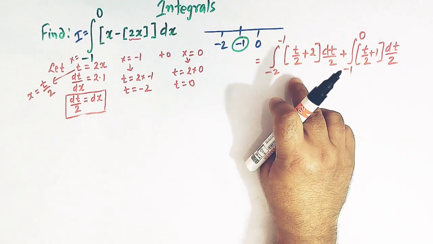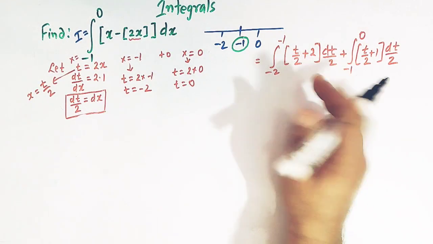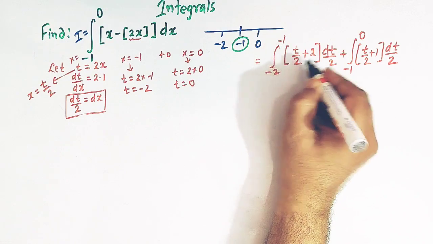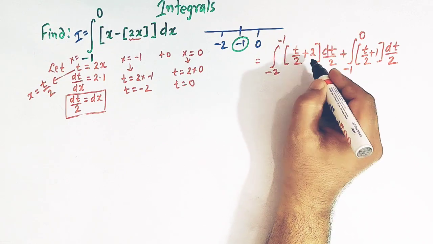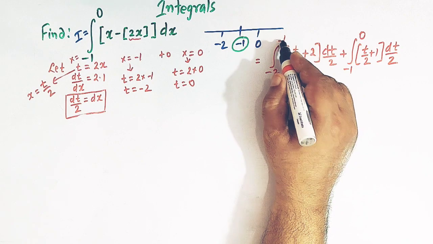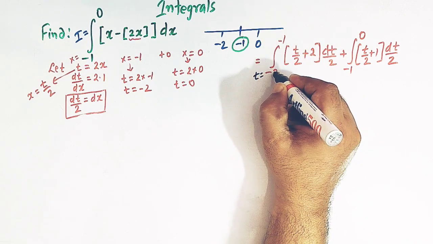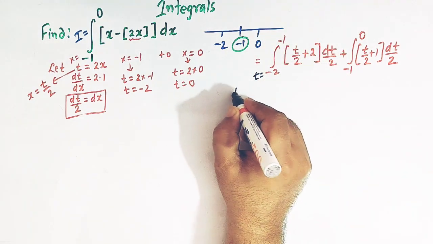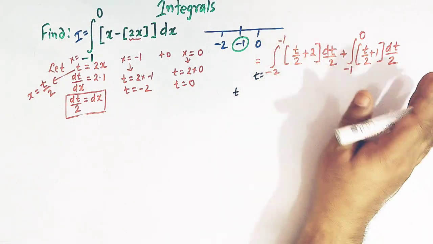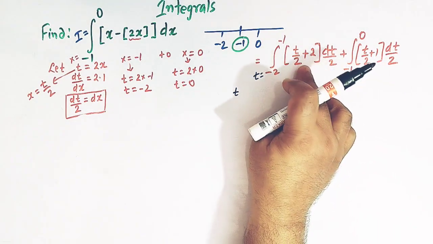So now let us first take this one. Now see here we have the greatest integer of t over 2 plus 2, and here the value of t goes from -2 to -1. So we'll take these two integrals one by one. So let us first take this one.